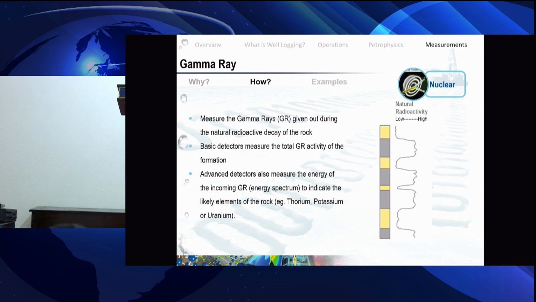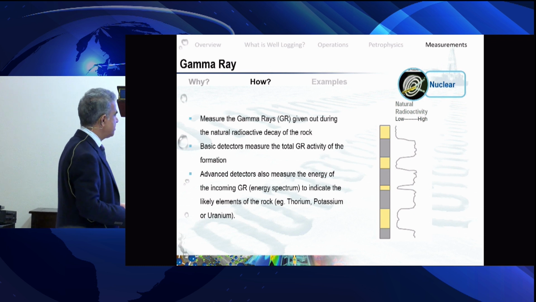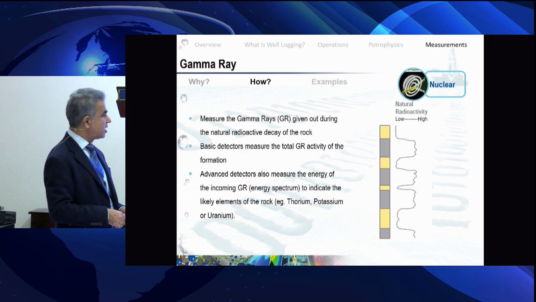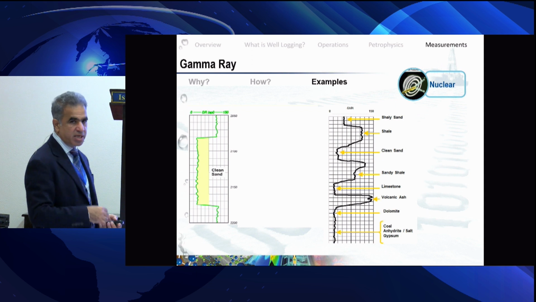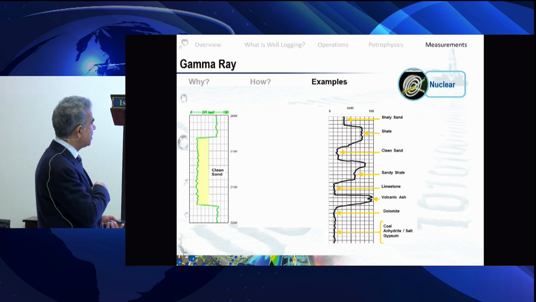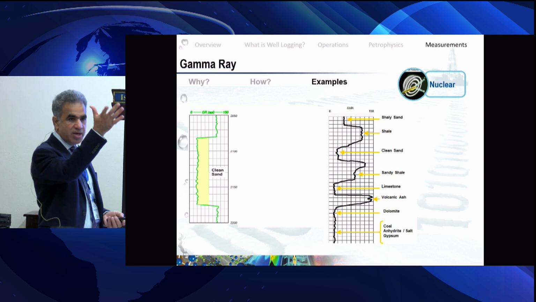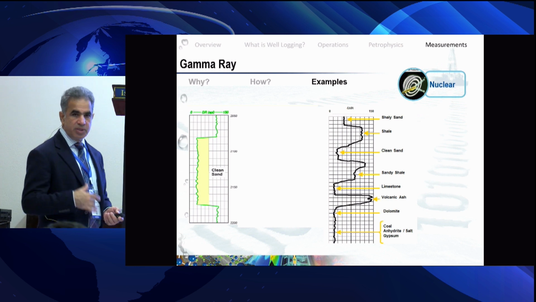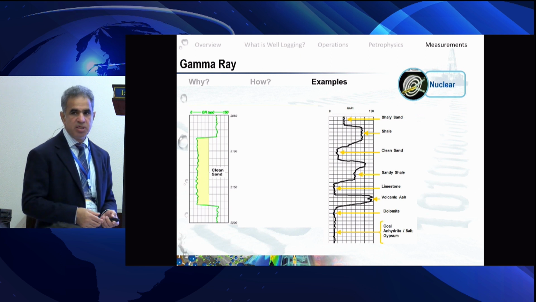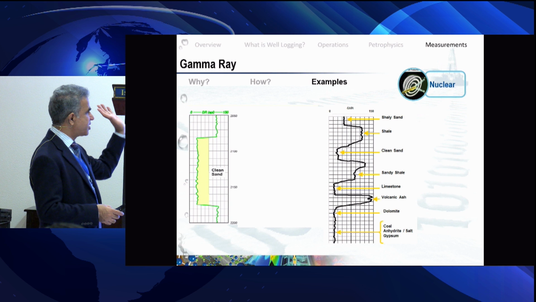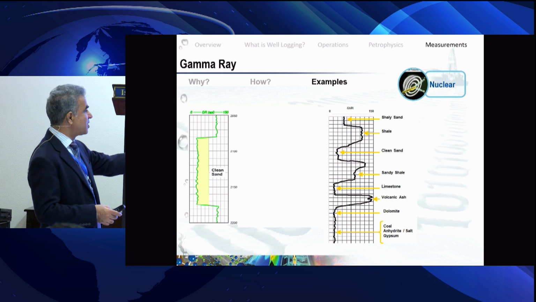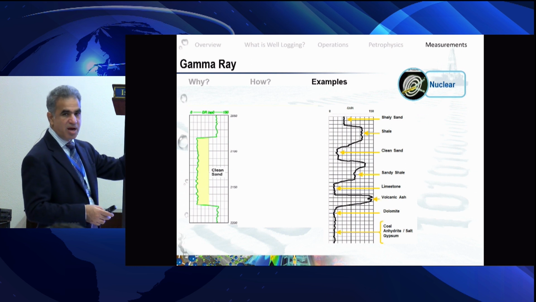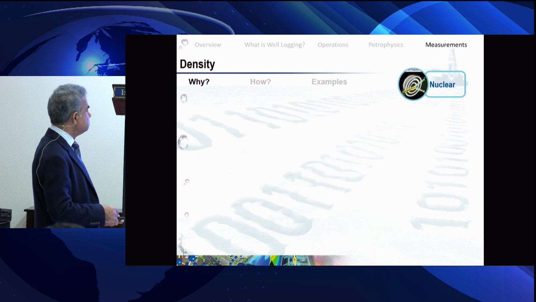So these advanced detectors also measure the energy of gamma ray spectrum, indicate this thorium, potassium, uranium. This is what I mentioned earlier. So this is the example. On left hand side, you see the gamma ray green color has low and highs in the middle, and on the right hand side, it's more highly variable, highs and lows, which reflect certain mineralogy, different lithology. But it's not as easy to jump straight into saying carbonate and sands, because we need other measurements. But for a simplest reason is mentioned here, but not all high gamma rays are clays, and not all low will be one type of lithology.